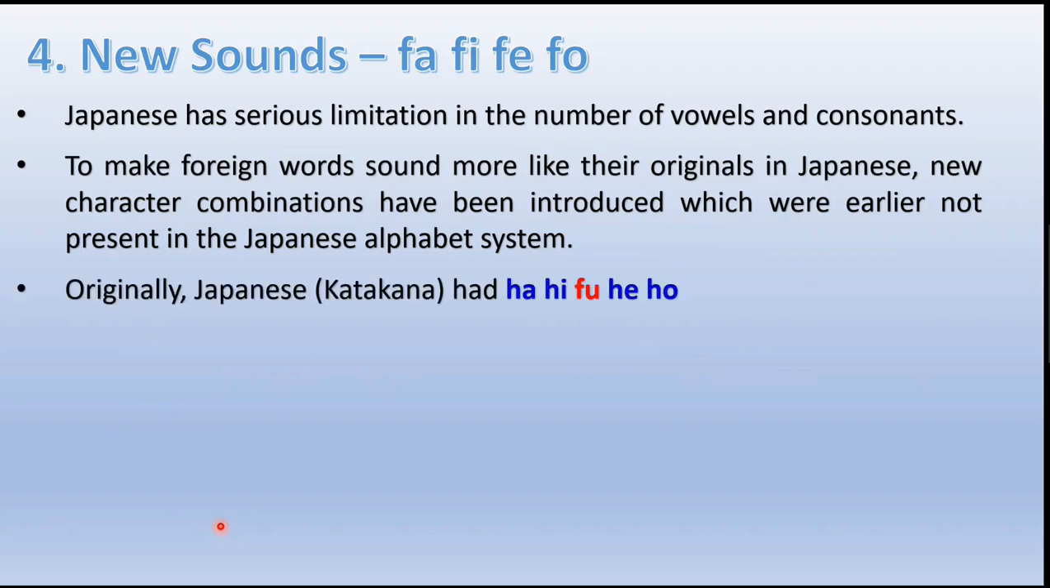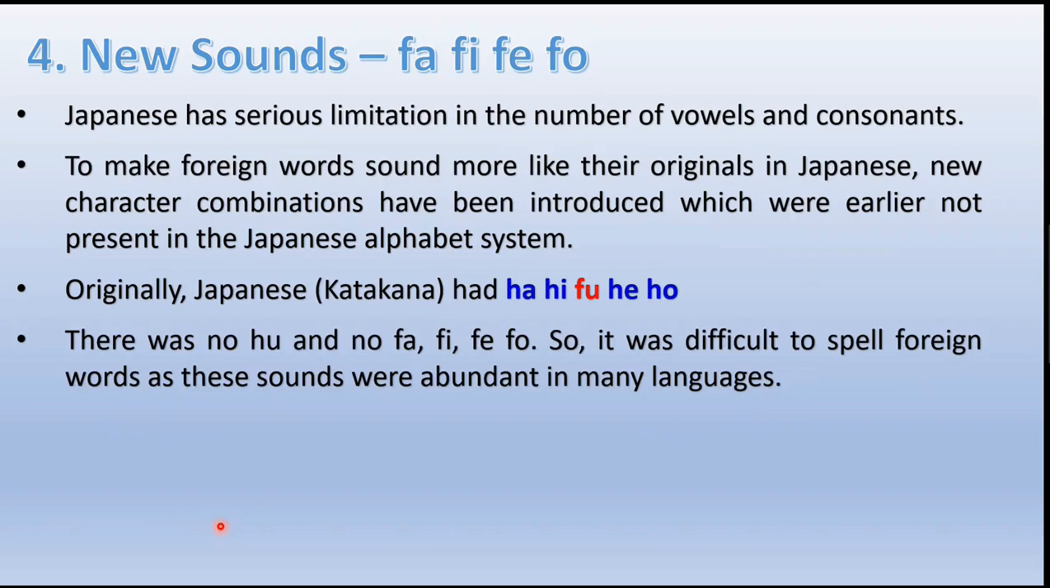For example, the Japanese katakana had this single line: ha, hi, fu, he, ho. This means there was not a separate line for ha and a separate line for fa sounds, but both were combined into a single line, ha, hi, fu, he, ho. So this means that there was no fa, fi, fe, fo sounds. So it was really very difficult to spell foreign words as these sounds were abundant in most of the foreign languages. So what we did in Japanese, in the modern katakana system, they have introduced these 4 new sounds, fa, fi, fe, and fo. So how these sounds will be formed, let us look at the rules.